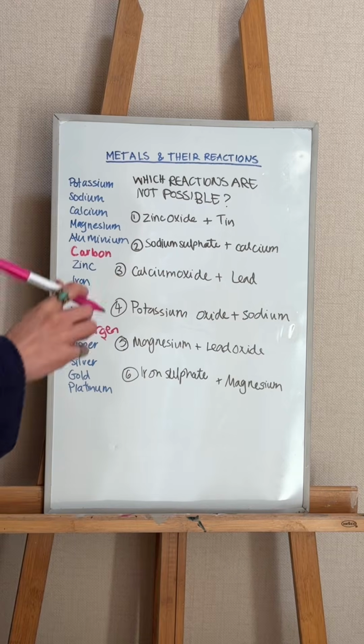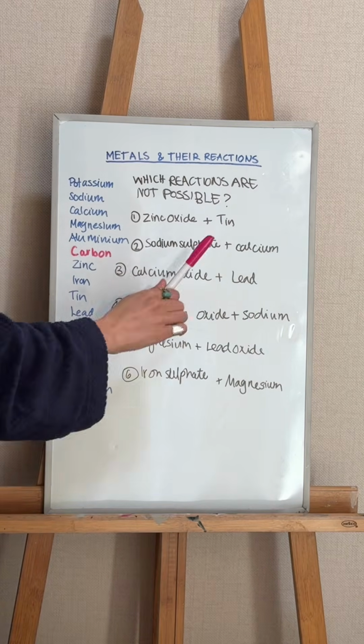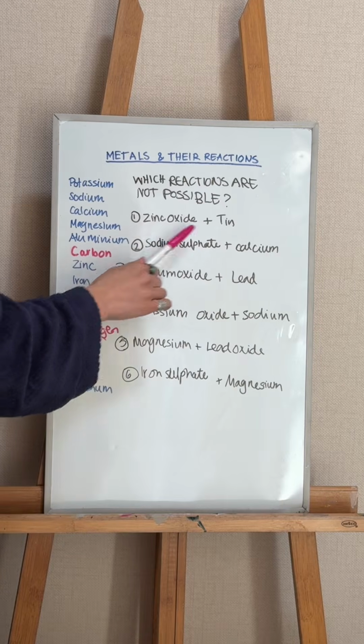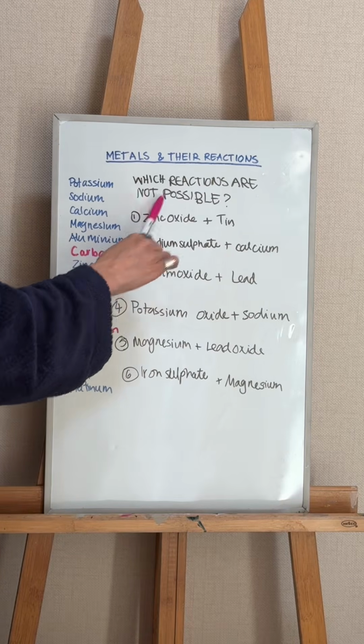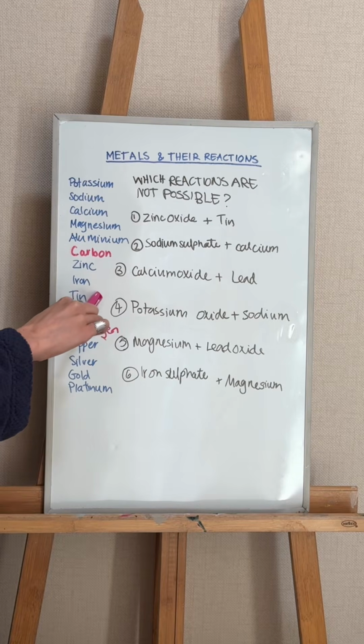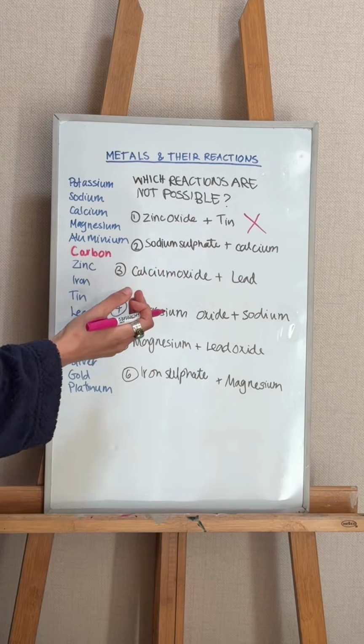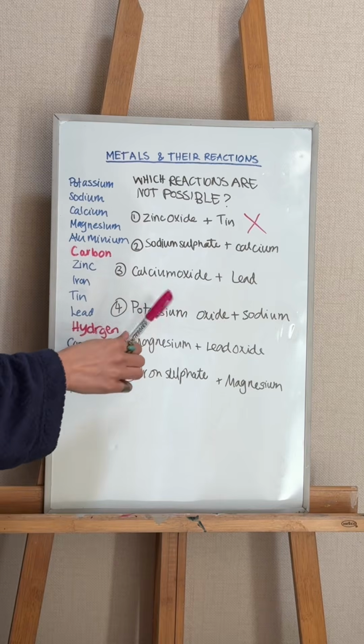Let's go through the answers. Zinc oxide plus tin. Will this reaction happen or not? If tin is more reactive than zinc, it will displace zinc from its compound. So tin is actually less reactive than zinc. So this reaction will not happen. If you guessed that correctly, well done. What about the next one?